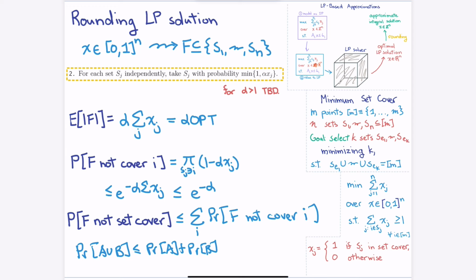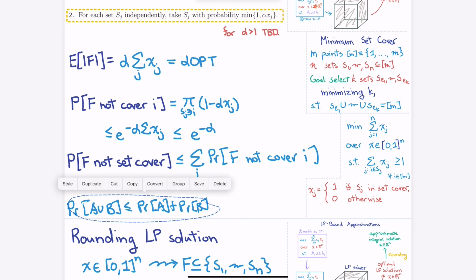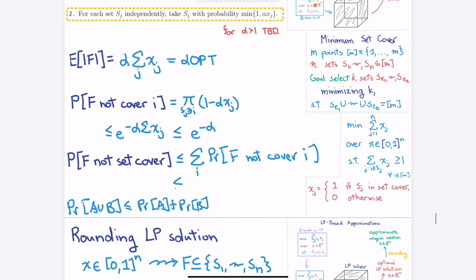Okay, so this is at most m points times e to the minus alpha. And if, like before, we set alpha to be 2 log m, natural log of m, you can get m times 1 over m squared, which is equal to 1 over m, by setting alpha to be 2 natural log of m.